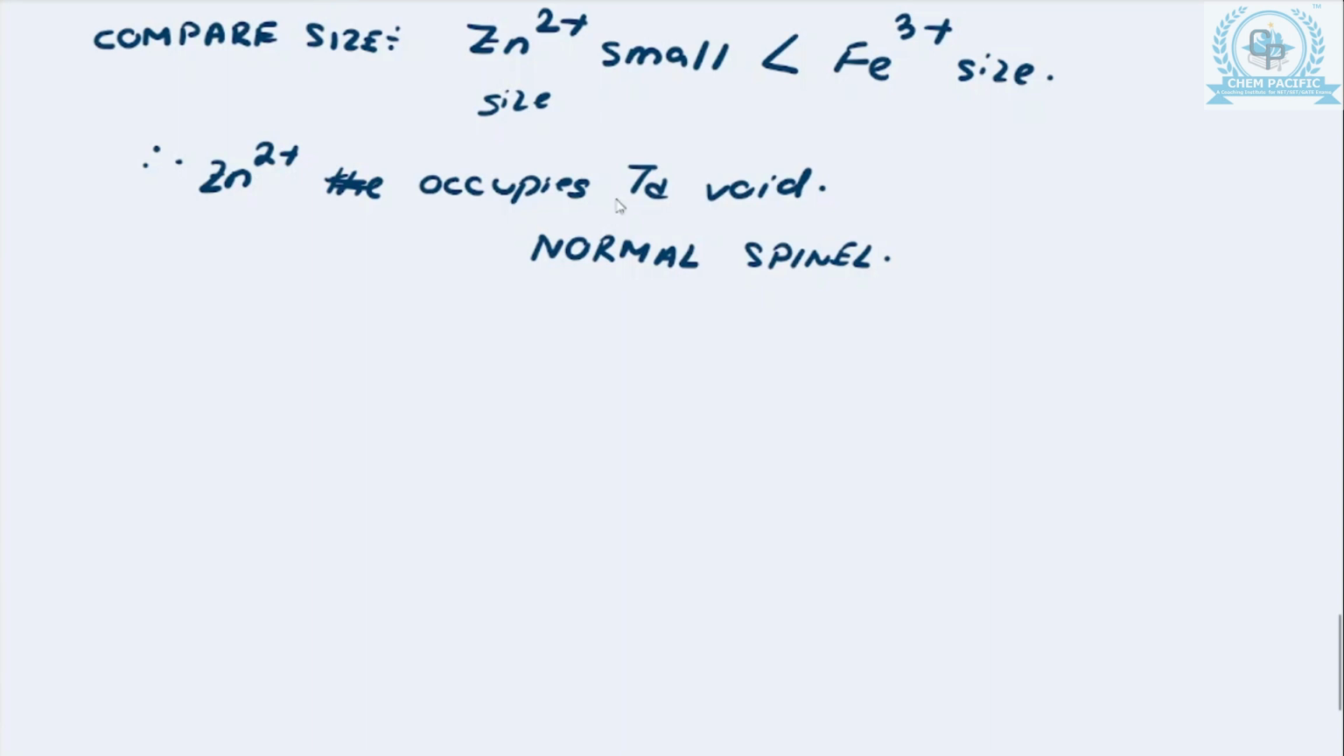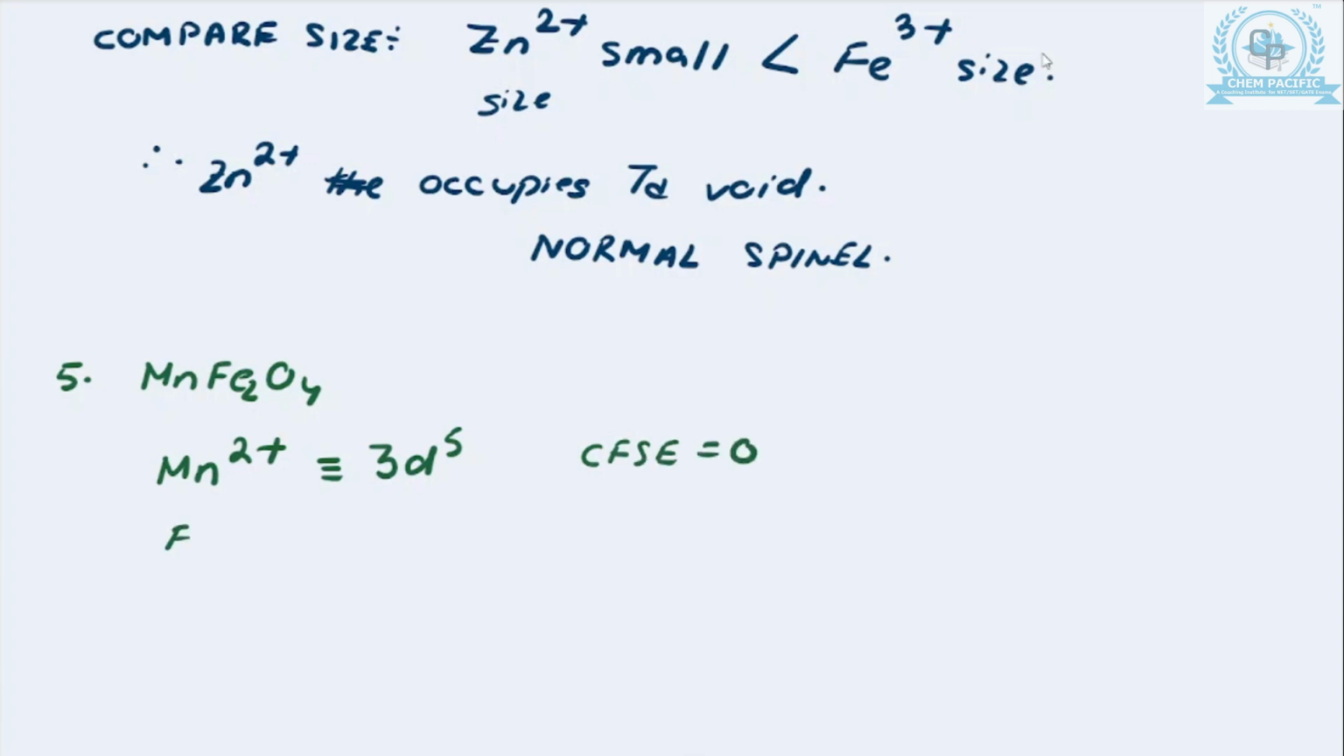Now let us move on to example number 5. So example number 5 is MnFe2O4. Again you can see that manganese 2+ has electronic configuration 3d5, so its CFSE is equal to 0, and again Fe3+ also has electronic configuration of 3d5.